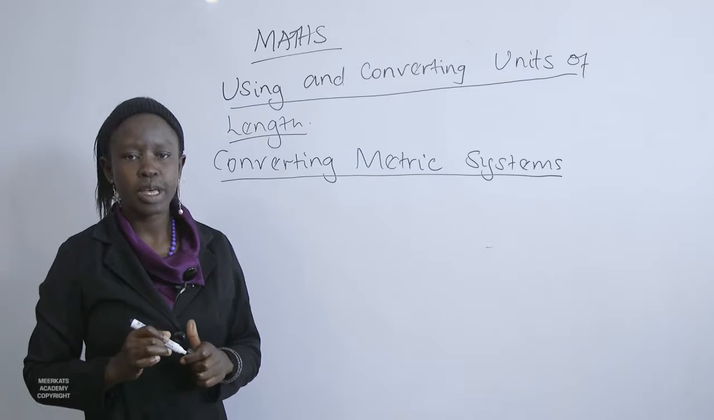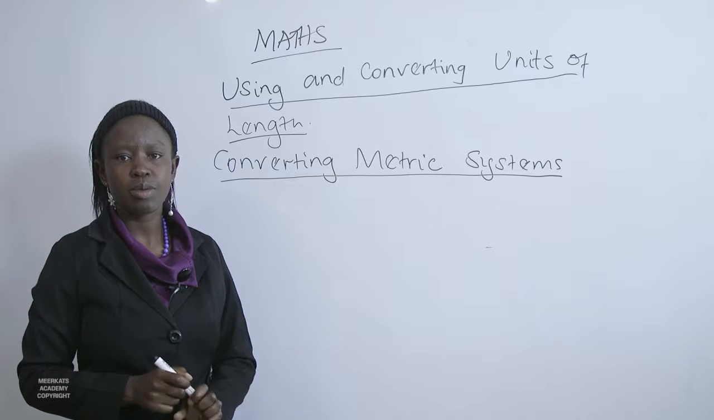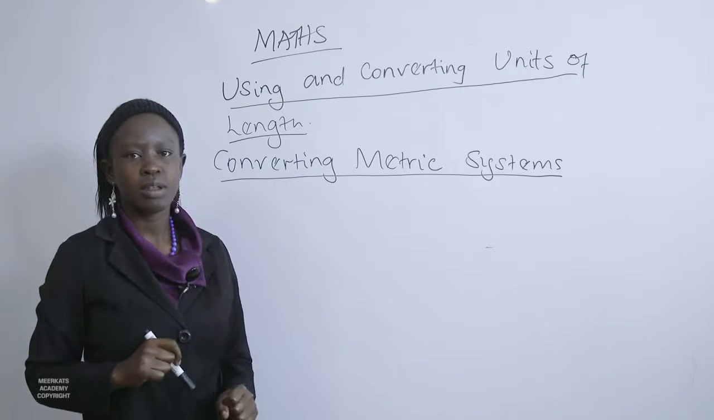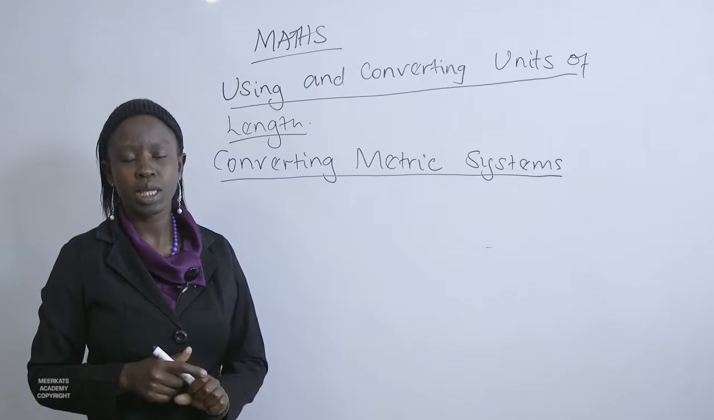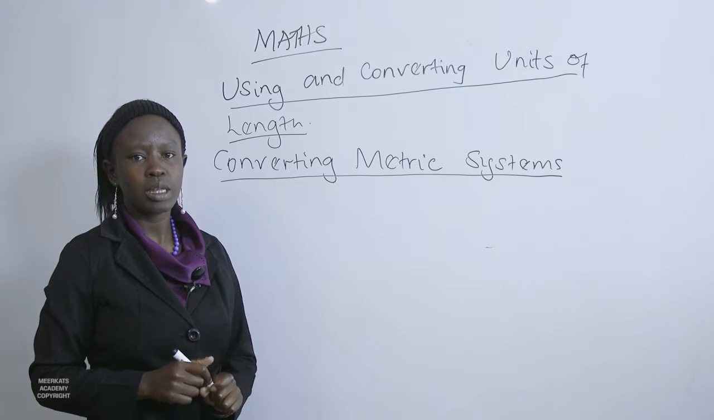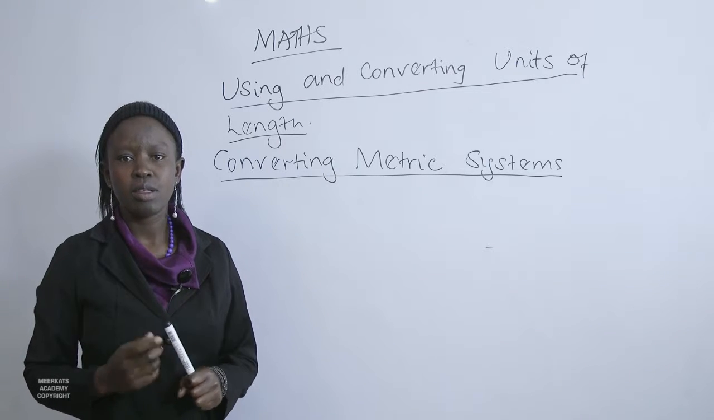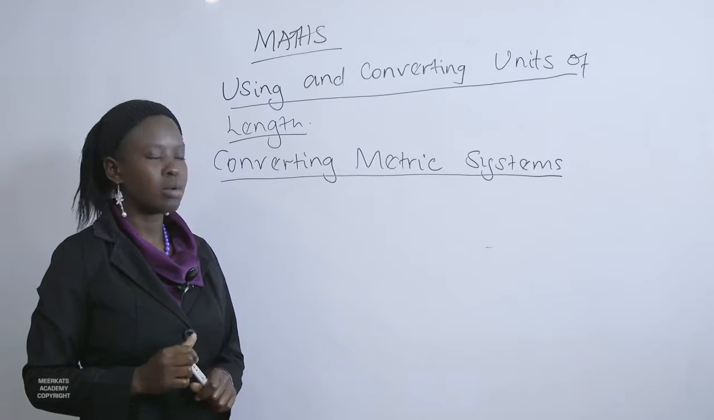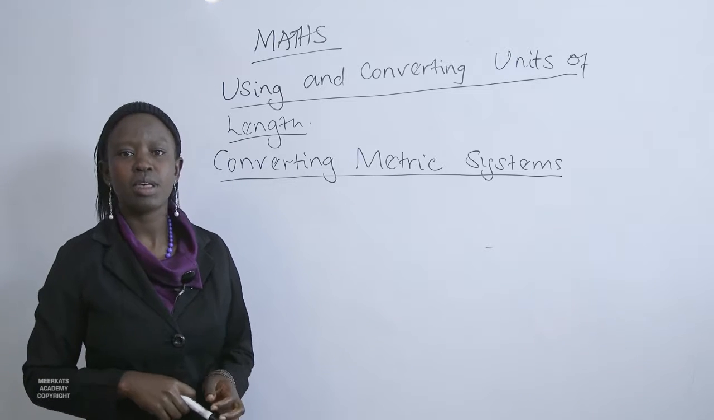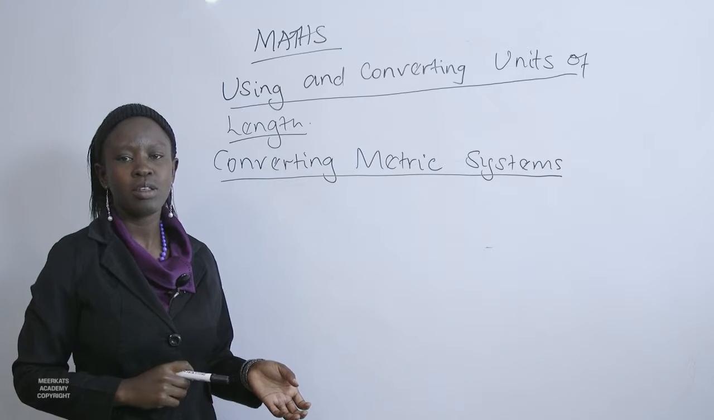So we need to look at how we convert the metric system. Remember that we said that the metric system is what is being used up to date. So that means that being the system that is applicable, the most common system that is applicable everywhere, it means we need to know more about it and understand how we convert from one unit to another. Just to remind ourselves, when we are talking about the metric system, what units are we talking about? We are talking about the millimeters, centimeters, meters, and kilometers. So we need to know how do we convert from one unit to the other.